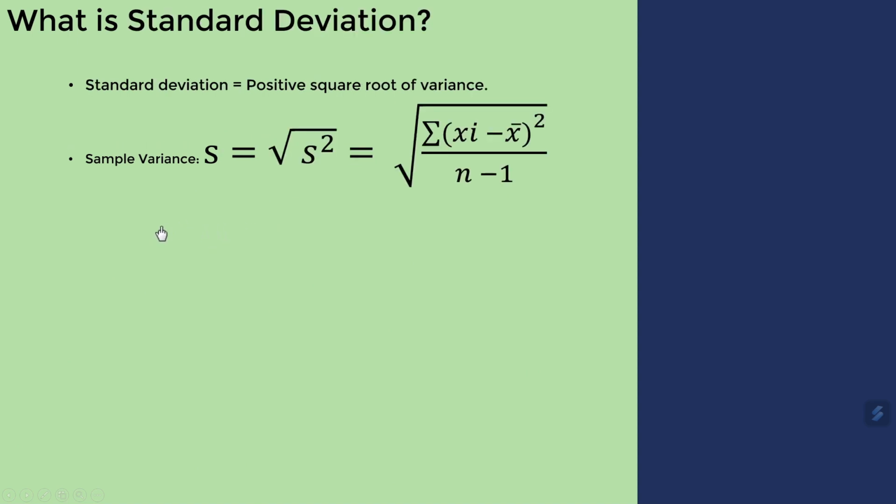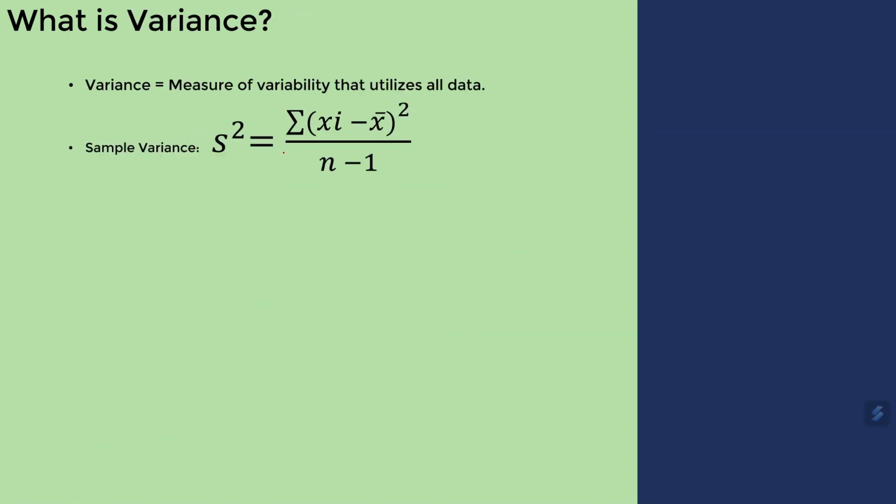So now let's understand what is variance. Variance is the measure of variability that utilizes all data. It means how to measure the variability in the data, how the data is varying from each other, and that is called variance. The formula is given above. It is s square equals the summation of xi minus x bar whole square upon n minus 1. Let me explain this with the help of an example.